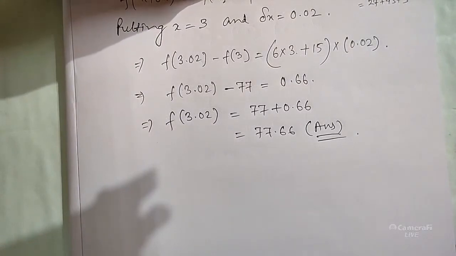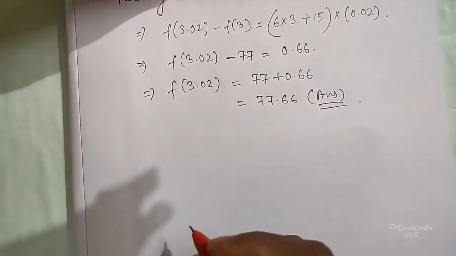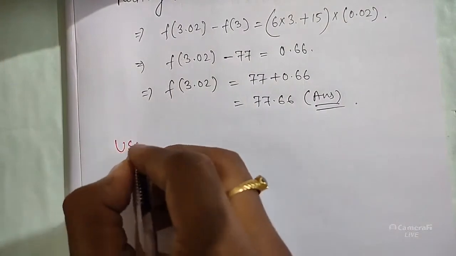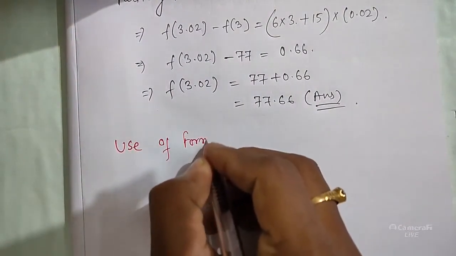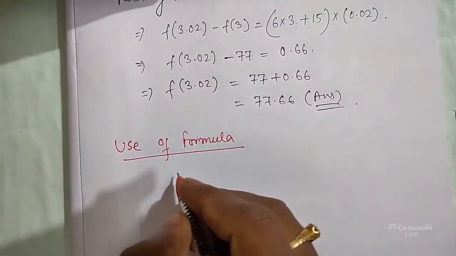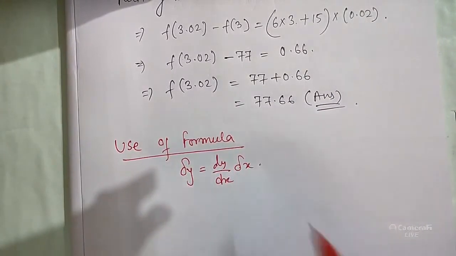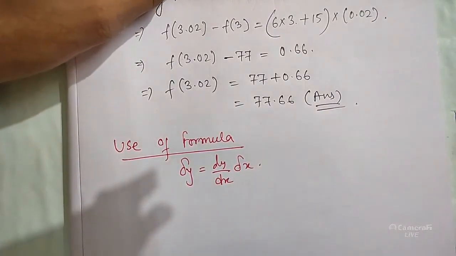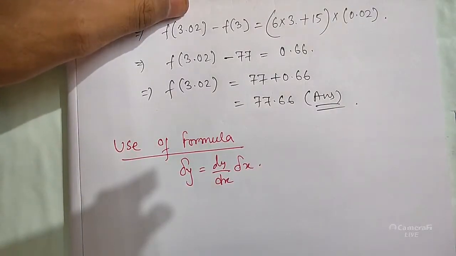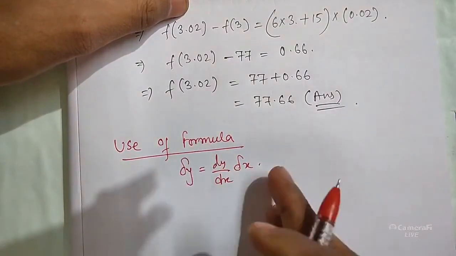So it's very easy to find the approximate value by using the formula. Just you have to practice, and short questions will come from this chapter. Now what problem? Here we will use del y is equal to dy by dx into del x. This is the application of this formula. Del y equals f dash x del x, that means dy by dx into del x.